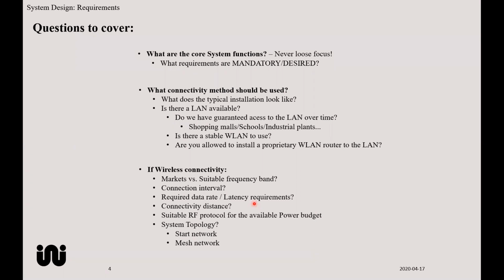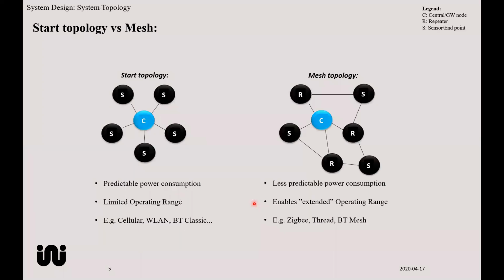One thing that is also very important is the system topology. If you look at a star network or a mesh network, I hope that you see my laser point right now. In the star topology, and let's right now focus on IoT, each sensor node can wake up when it wants and connect to the central and then deliver the data that it should deliver and then go back to sleep again. And it only has to take care of its own power consumption related to its own function.